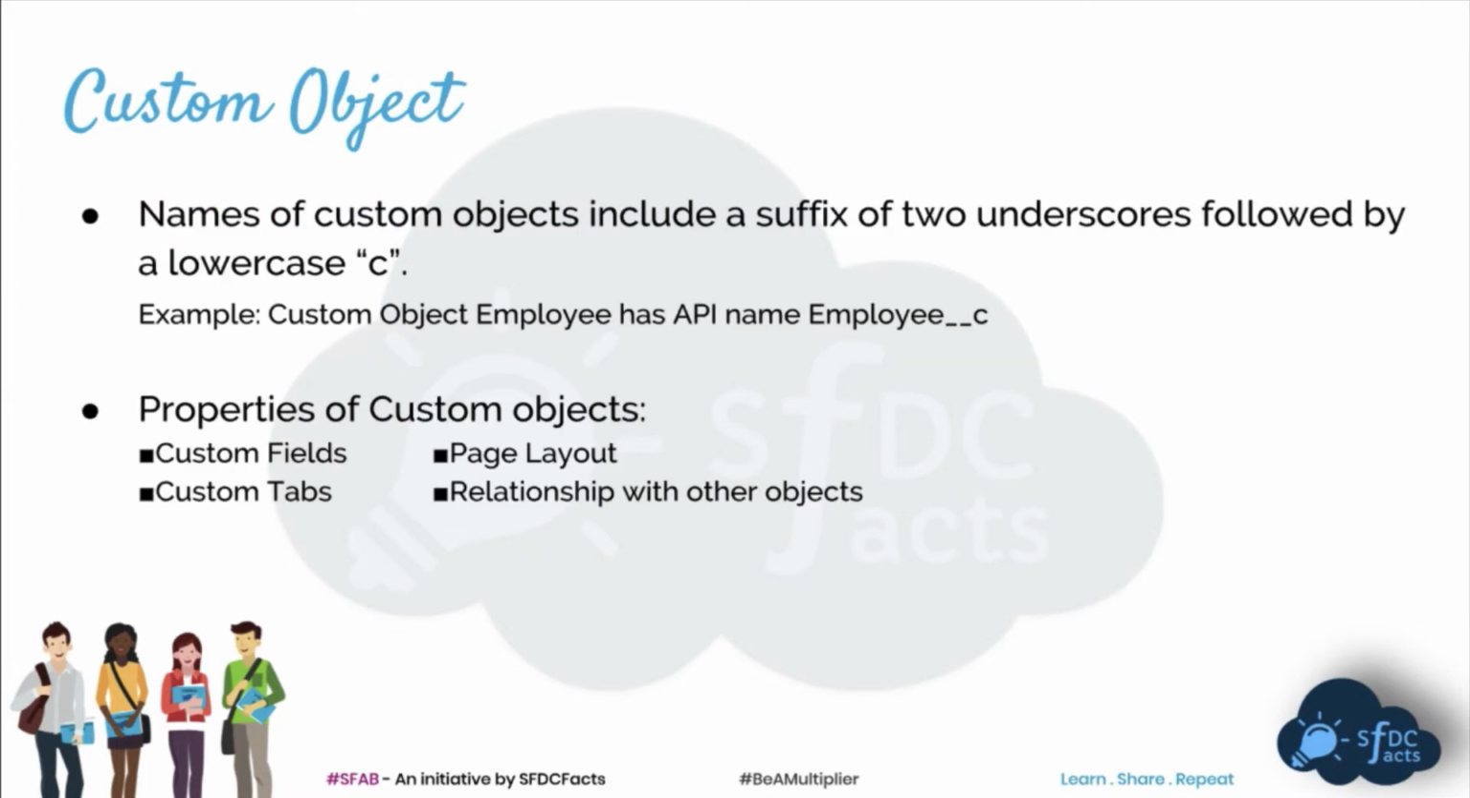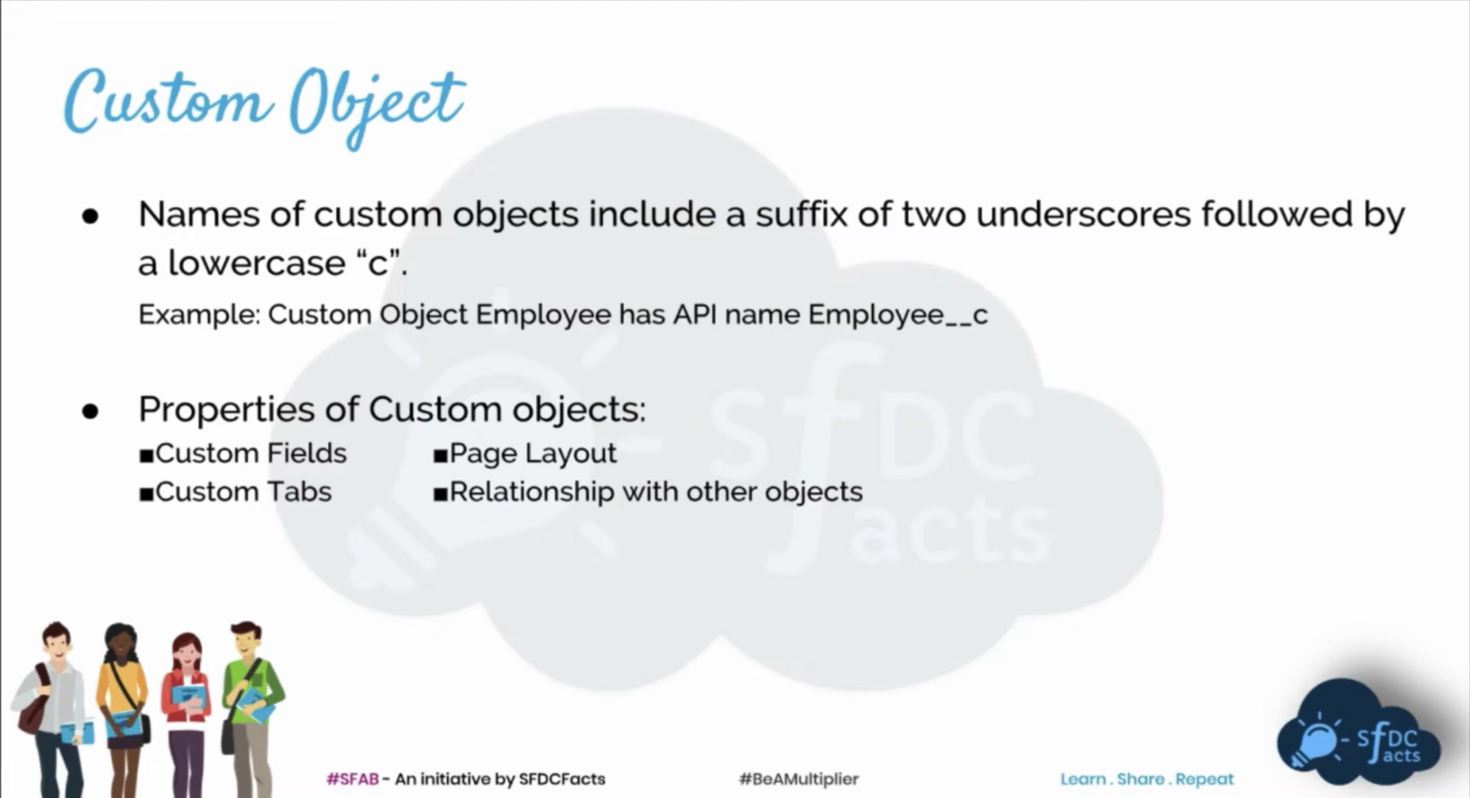Now, the names of custom objects. Here comes the basic difference between standard and custom objects. Whenever you create a custom object, supposedly you give it the name Employee. In the backend, which would also be the API name of the custom object, it would add a suffix of __c to it. But your standard objects will never have __c. So if you want to differentiate between a standard and a custom object, you can see the API name.